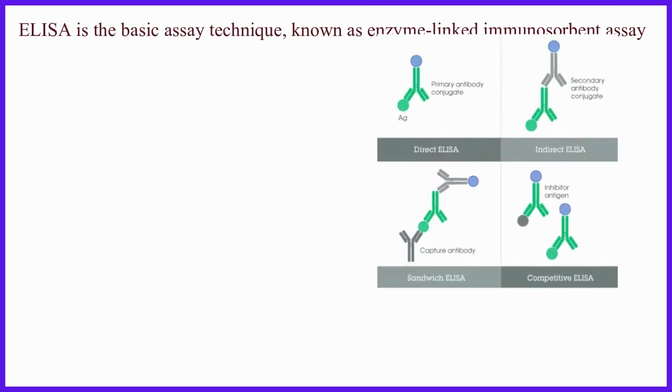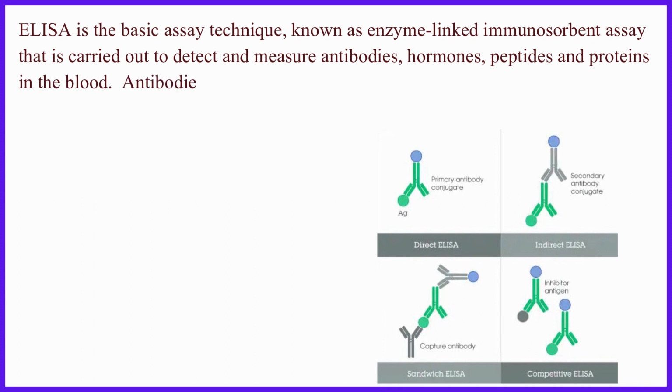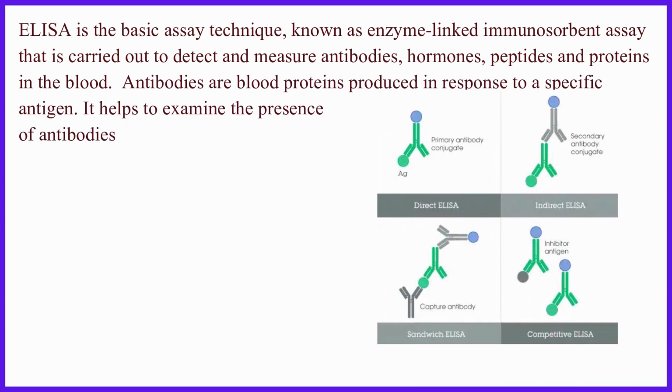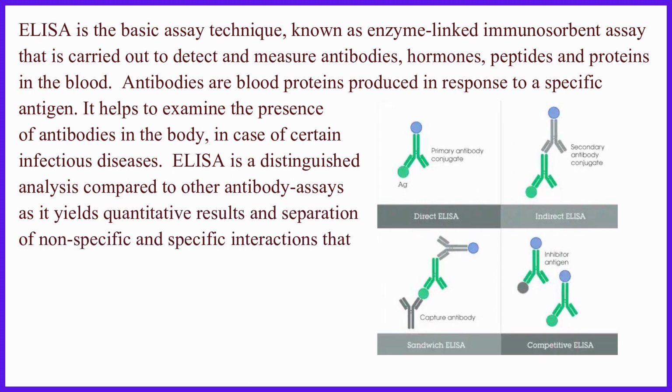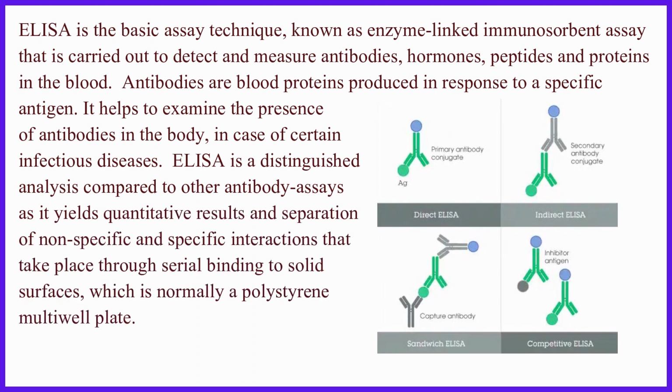ELISA is the basic assay technique, known as enzyme-linked immunosorbent assay, that is carried out to detect and measure antibodies, hormones, peptides and proteins in the blood. Antibodies are blood proteins produced in response to a specific antigen. It helps to examine the presence of antibodies in the body, in case of certain infectious diseases.